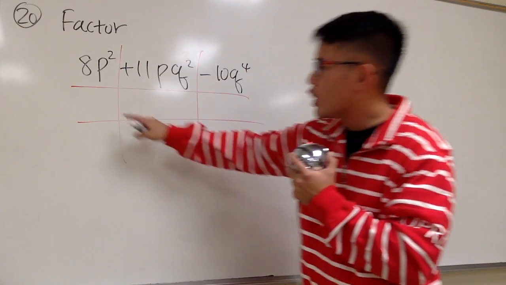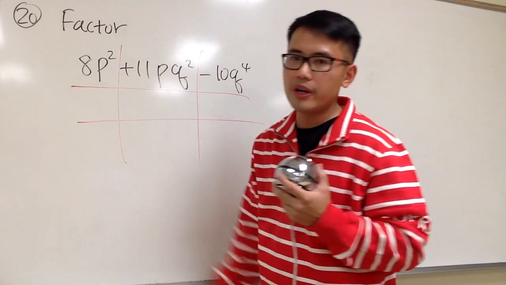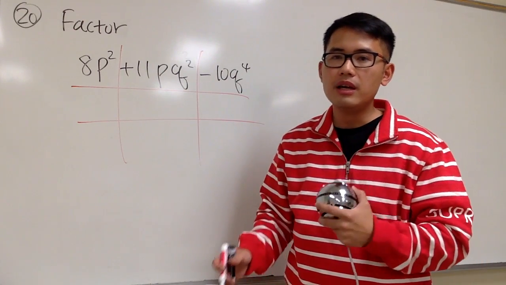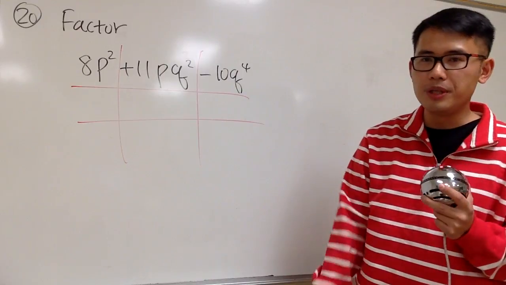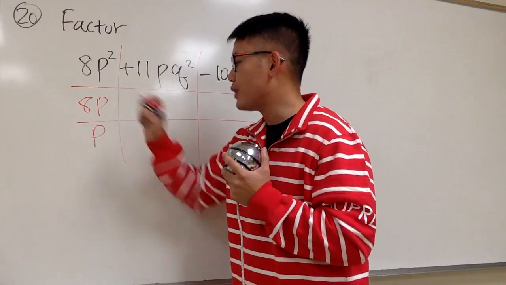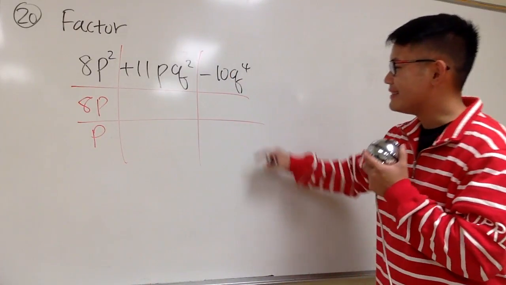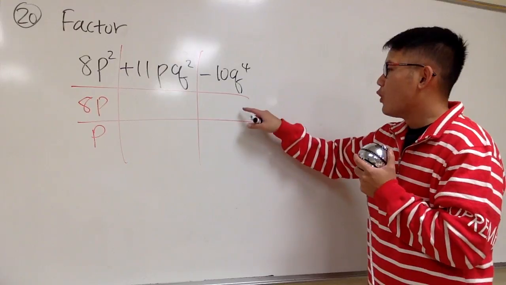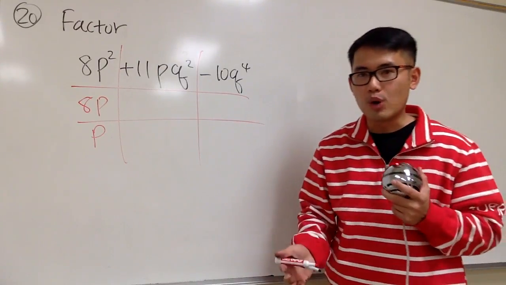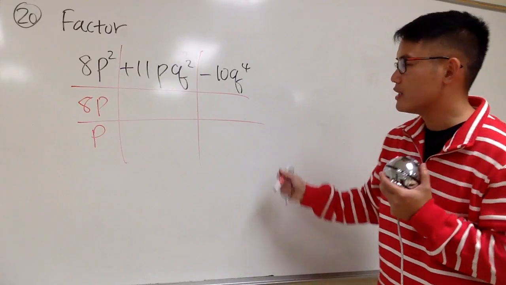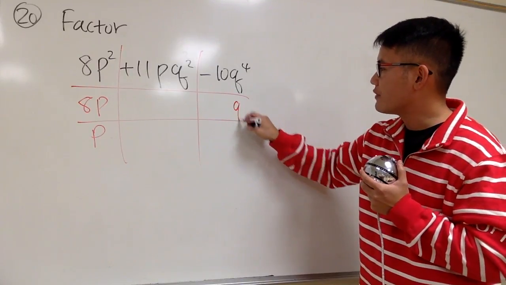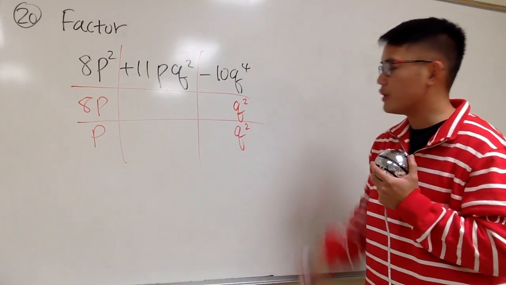And now, what times 4 give us 8p squared? Well, we have 2 combinations, 8p times p, and the other one is 4p times 2p, right? Let me use 8p and p right here, okay? And now let's look at these 2 boxes. Well, you see, we have q to the 4th power here, and just like one of the previous examples that we have done, when we're doing the tic-tac-toe right here like this, we should balance the power, right? To get q to the 4th power, we should have q squared here and q squared here.